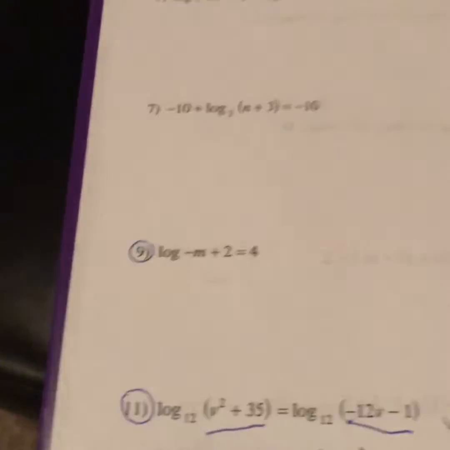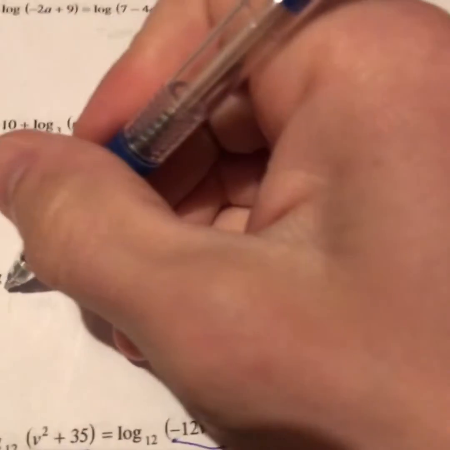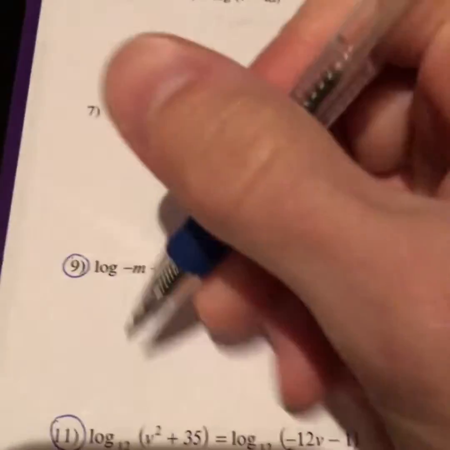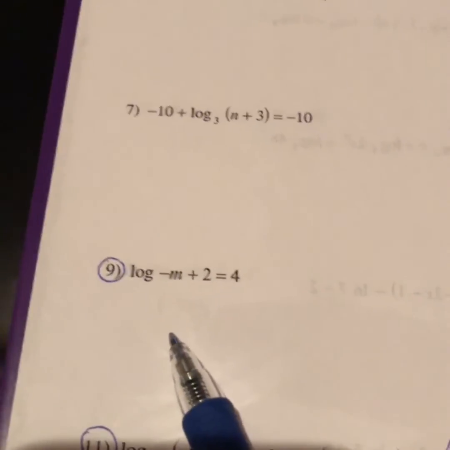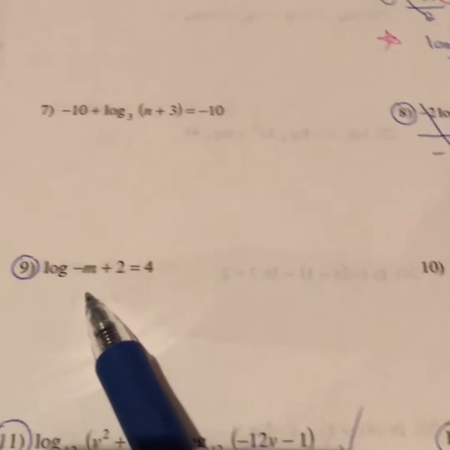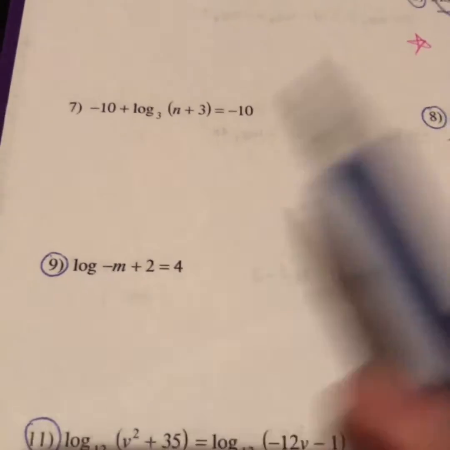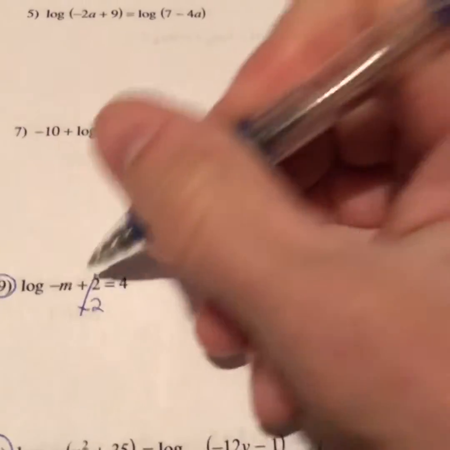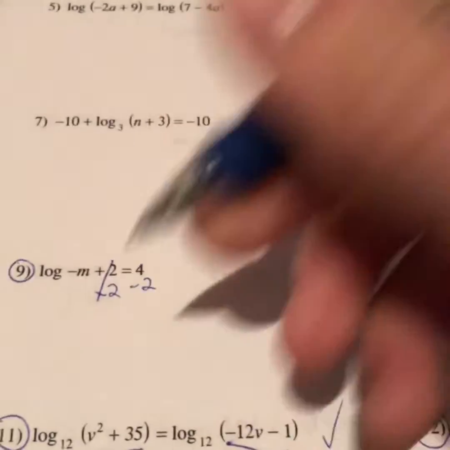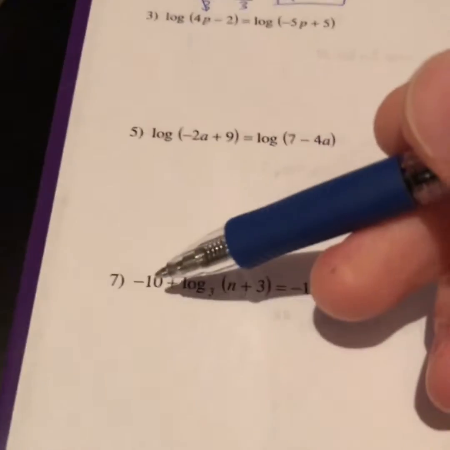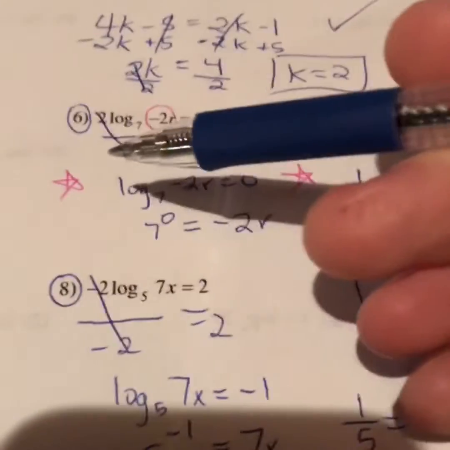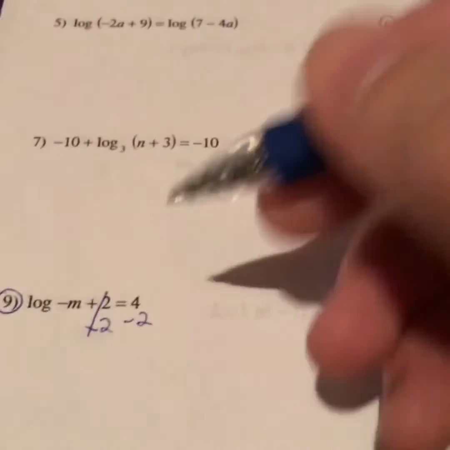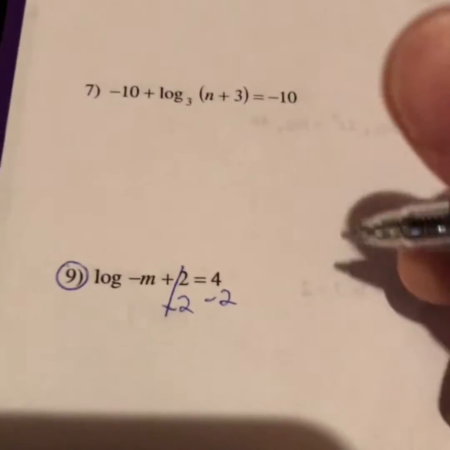And let's end with number 9. This is one I wanted to highlight for you guys because we don't see a base. That means it must be a common log, base 10. So we're going to start by subtracting 2, get rid of that. It's important to identify, do we have an addition in the first step? Do we have a subtraction? Do we have a division maybe? You just have to identify, what is my first step here when solving these logs?